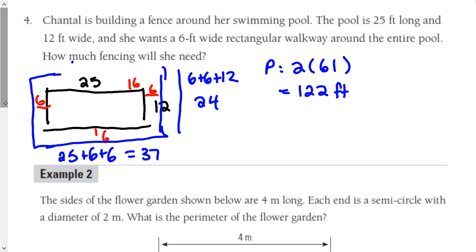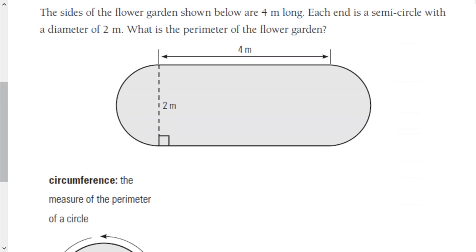All right, on to our next example. The sides of the flower garden shown below are 4 meters long. Each end has a circle that is a diameter of 2 meters. What is the perimeter of the flower garden?